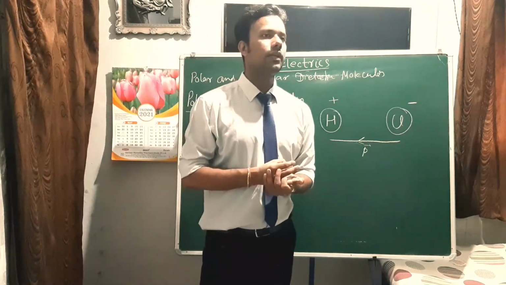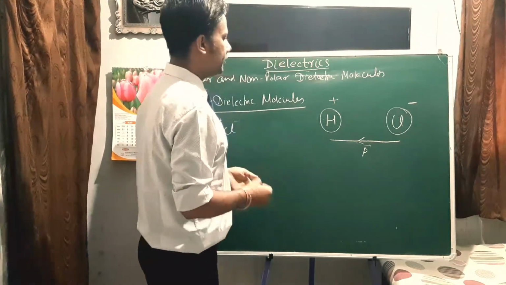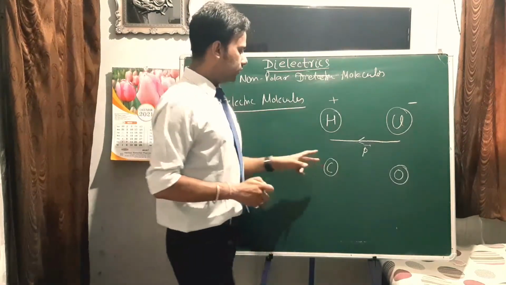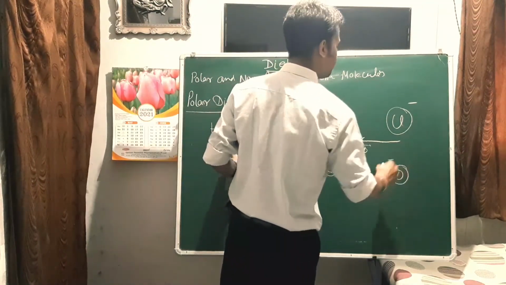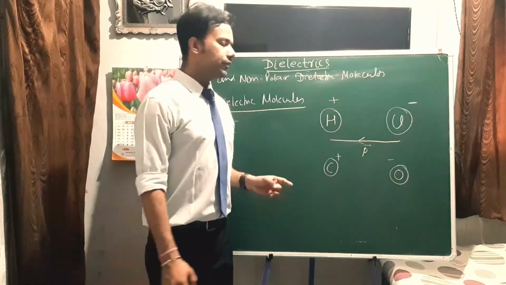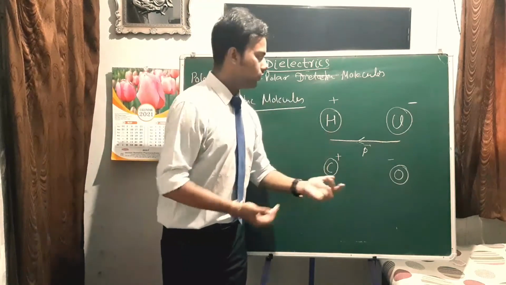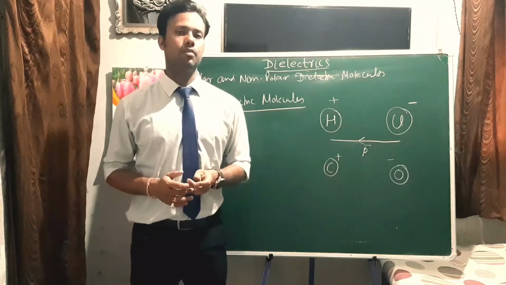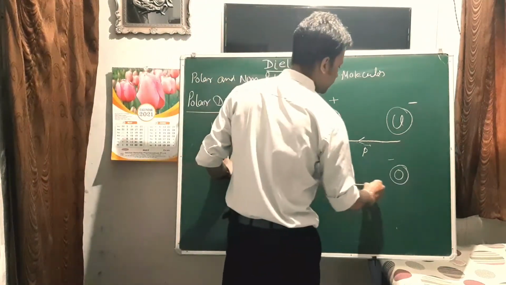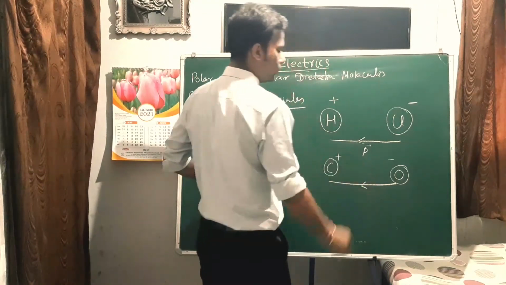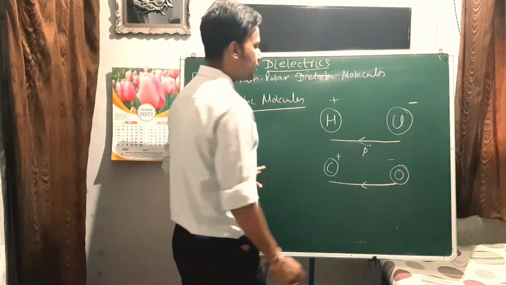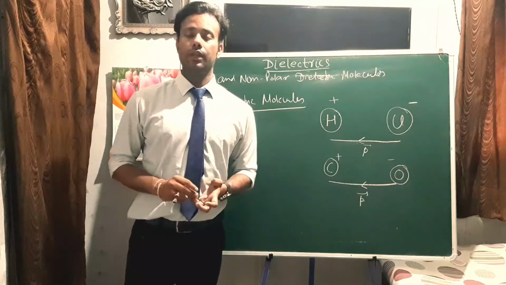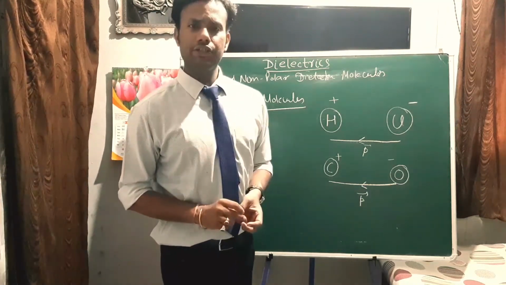Let's take one more example, let's say CO, right? In CO, the electron from carbon is shifted toward the oxygen, and that is why the environment of oxygen becomes negative and the carbon becomes positive. We can see that in this case again the electrical dipole is toward this side. So these are some examples of polar dielectric molecules. There are some more examples like NH3 and H2O.